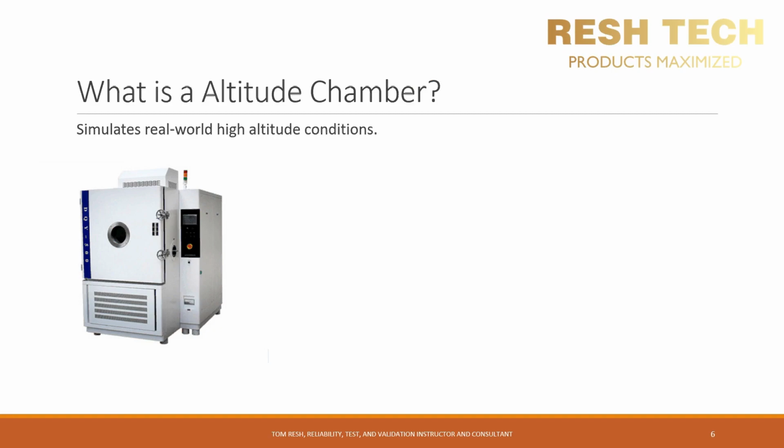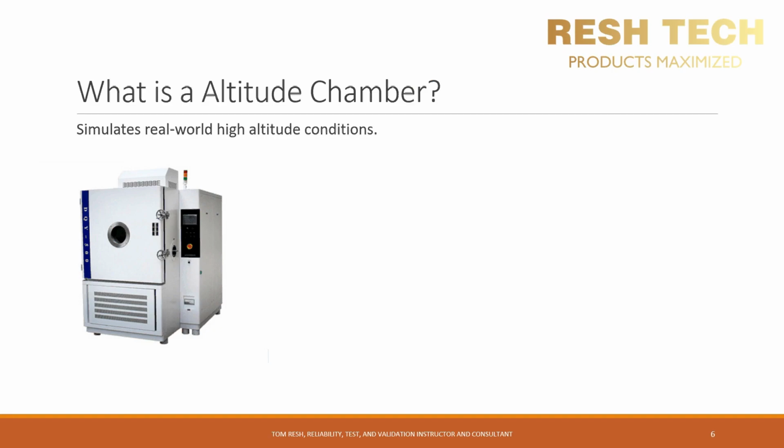What is an altitude chamber? An altitude chamber simulates altitude conditions encountered on mountaintops, aircraft, and even space vehicles. On the bottom left-hand side of the screen is an example of an altitude chamber. Notice the appearance is very similar to a temperature or humidity chamber. However, the view window materials and structure and the chamber's internal cavity are made with thicker, more rigid materials to withstand vacuum environments and prevent implosion.